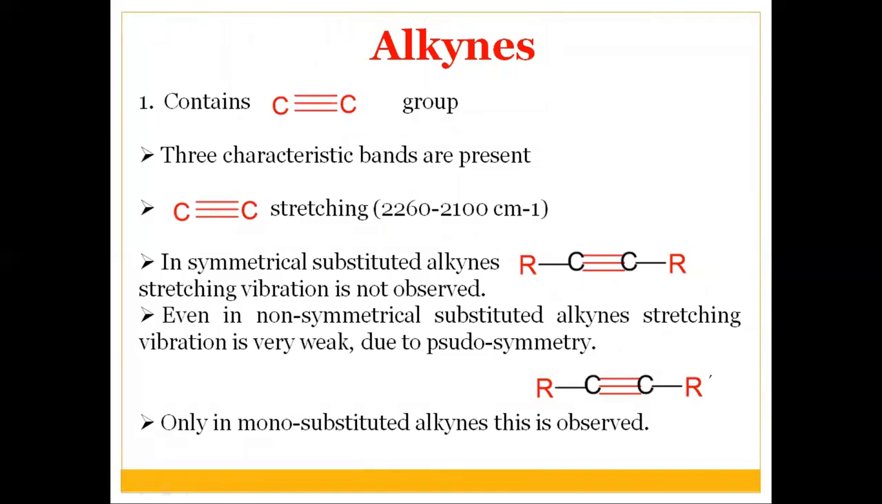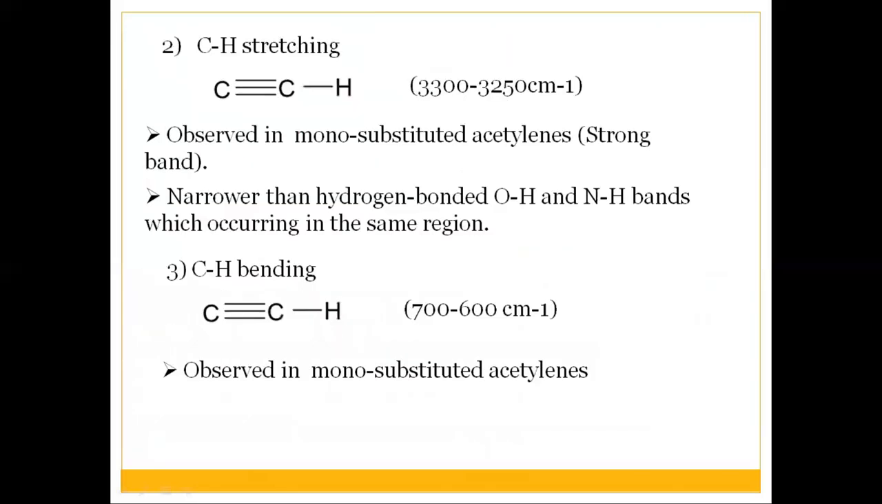In case of alkynes, they contain a carbon-carbon triple bond. So three characteristic bands are present. First one, carbon-carbon triple bond stretching, which will be observed between 2100 to 2260 per centimeter, which is a very unique region for triple bonds. In symmetrically substituted alkynes, this carbon-carbon triple bond stretching vibration is not observed due to the symmetry. Even in non-symmetrically substituted alkynes, the stretching vibration is very weak due to pseudosymmetry. Only in monosubstituted alkynes, this will be observed.